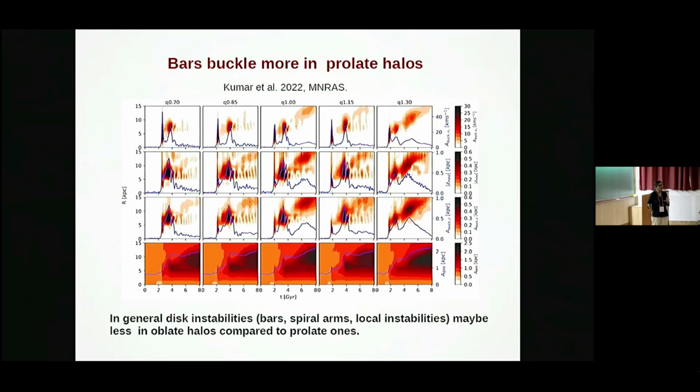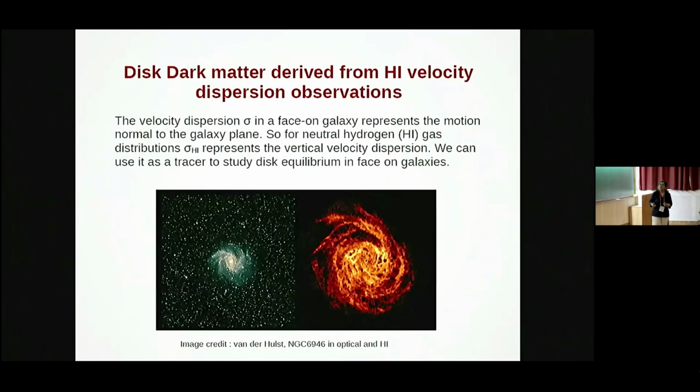And he also showed that bar buckling is more predominant in prolate halos, where there is the gravitational force by the disk dark matter and the dark matter halo allows the buckling of the disk and bar. So now I'll move on to the main topic of this talk, about how we are going to trace the disk dark matter with neutral hydrogen velocity dispersion.